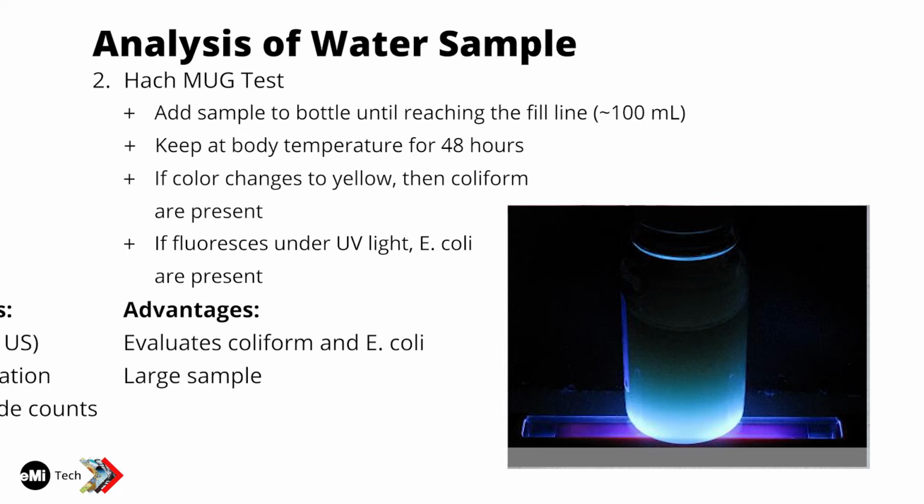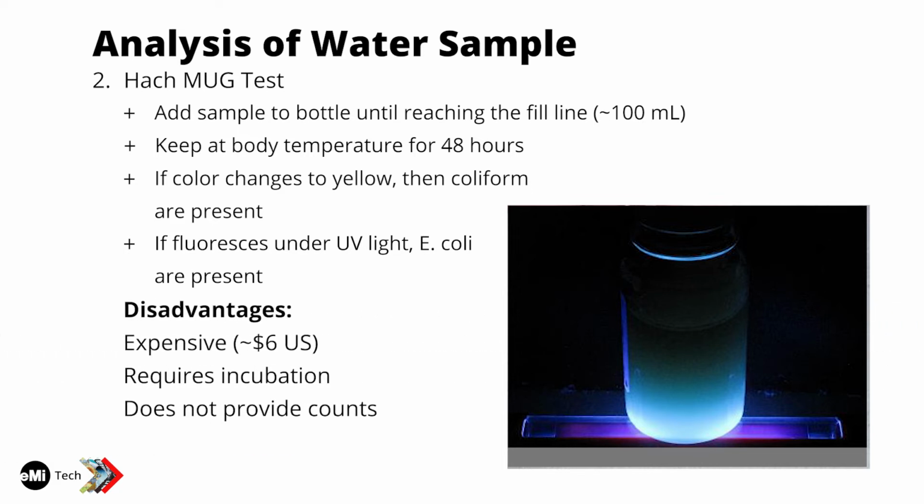But it does have some disadvantages. So first of all, it's pretty expensive. It's about $6 US per sample. It does require incubation, which can be difficult out in the field to make sure you're keeping it at the right temperature for that 48 hours. Another challenge is the indicator we care the most about is E. coli, and you've got to have that ultraviolet light in order to assess the E. coli. And then finally, it doesn't give us any counts. It just is a presence-absence test. So we really don't have an understanding of the extent of contamination from this test.